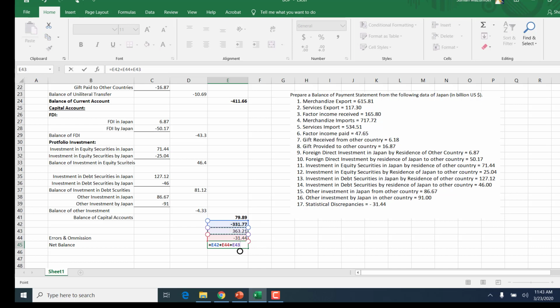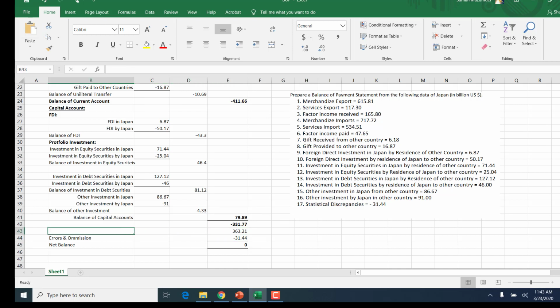So you have to make this net balance zero. For making the net balance zero, we have to take the deficiency or surplus here. So this is the deficiency actually. It's known as the reserve at central bank, reserve by the Central Bank of Japan. So this is the end of the balance of payment.